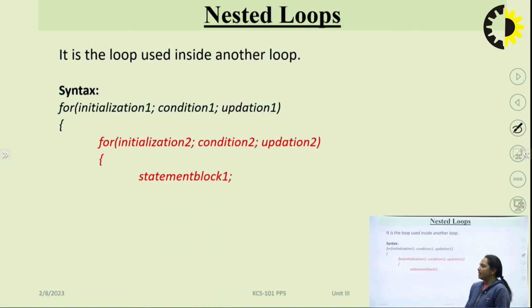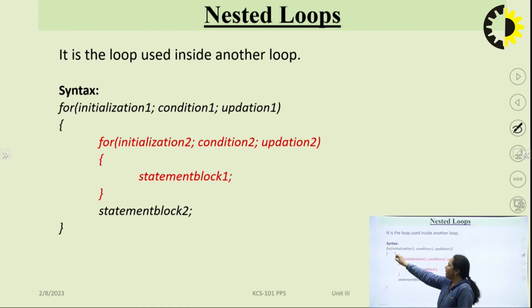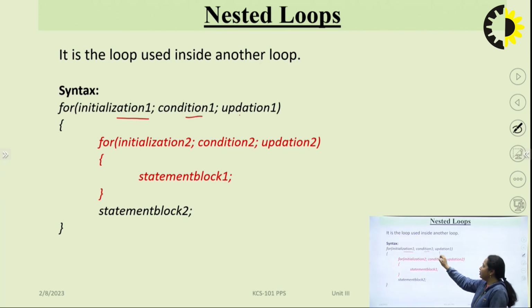Next we have nested loops. Nested loops means loop within loop. So it is the loop used inside another loop. For example, if I am using for loop, so first I have written for initialization 1, condition 1 and updation 1. That is the first for loop I have used.